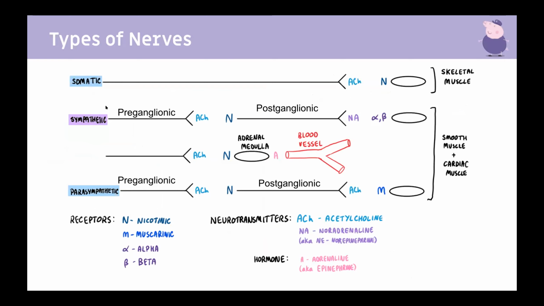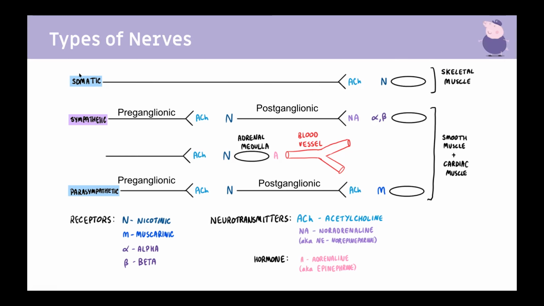We've got the somatic nerves, and what you'll see is that there is no ganglion for the somatic nerves. They go straight towards the skeletal muscle, and they don't synapse halfway through. They release acetylcholine, ACh, as the neurotransmitter, and that acts on the N receptors on the skeletal muscle, which are the nicotinic receptors. So these are your somatic cholinergic nerves.